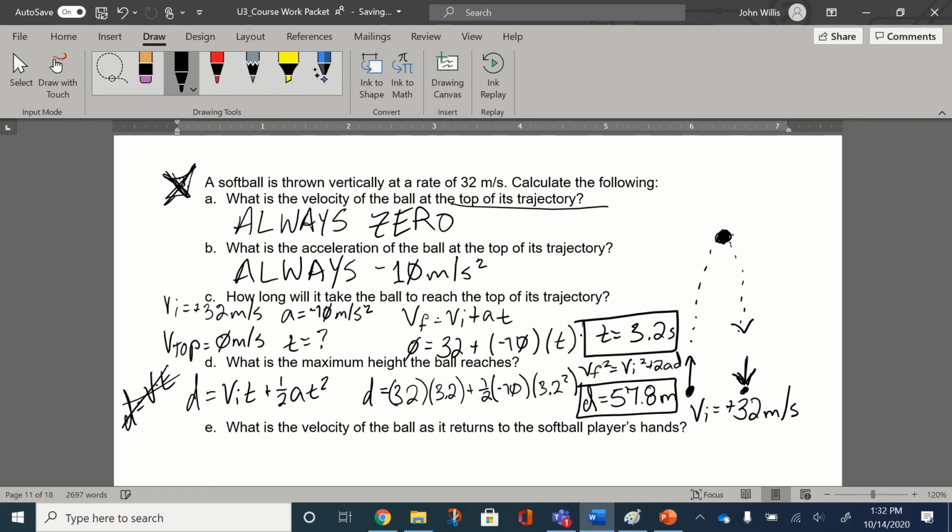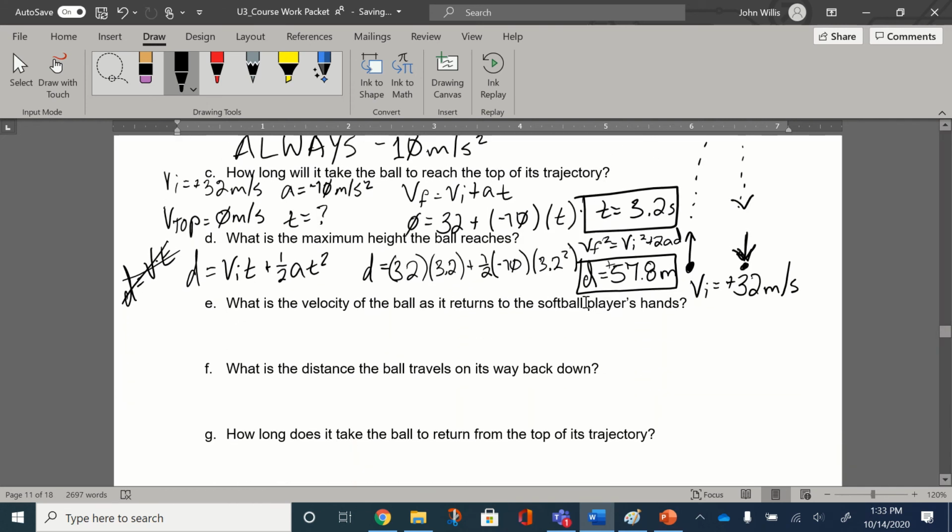Now, if you did it the other way and you used VF squared equals VI squared plus 2AD, your initial velocity squared, 32 squared, will give you a value of 1,024. You move that to the left-hand side of the equation by subtracting both sides and then divide by 20. Either way, you get 57. Now, this will come out to be a positive because, again, its displacement is above 0.